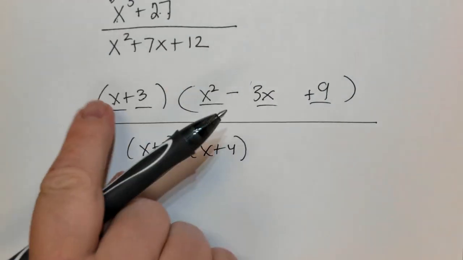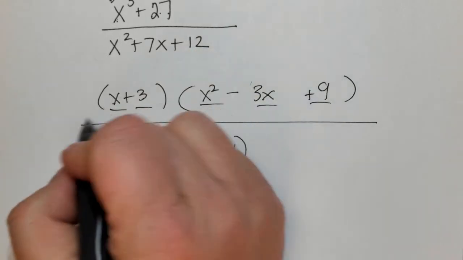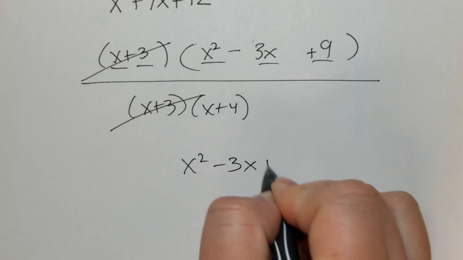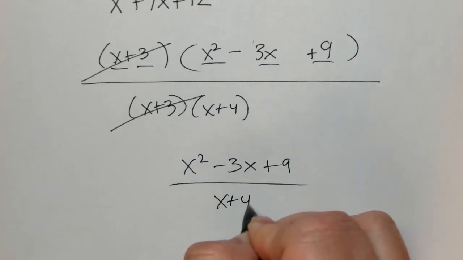Okay, to simplify this, I see an x plus 3 on top and x plus 3 on the bottom. And my final answer simplified looks like this.